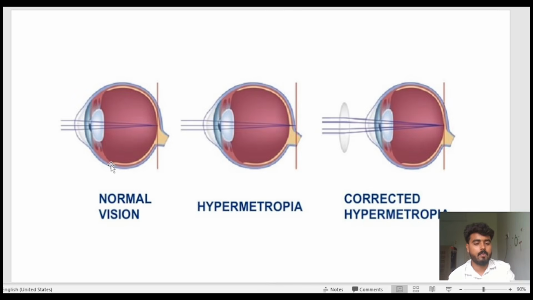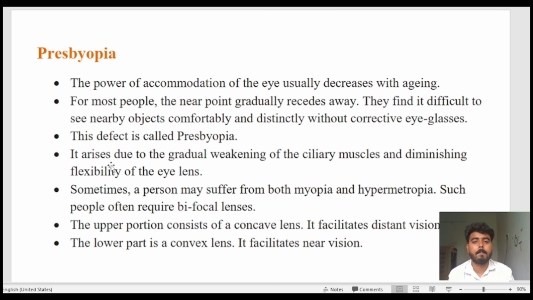Now we are moving to presbyopia. What is the meaning of presbyopia? If a person is suffering from both problems, hypermetropia and myopia, it comes under the term presbyopia. When does it occur, what is the reason? The reason is aging, and the weakening of the ciliary muscles.